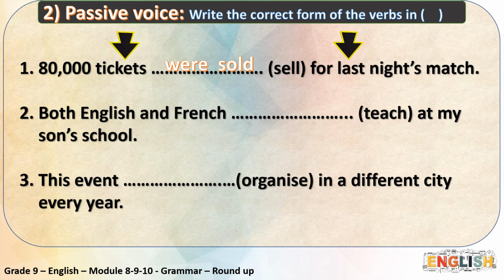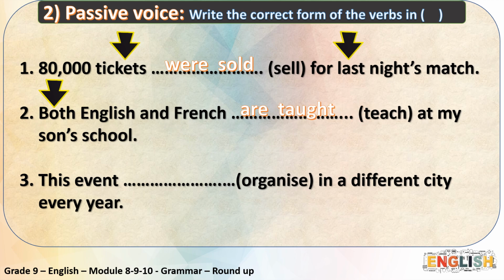In sentence number 2, both English and French teach at my son's school. This sentence is in the present because here we are talking about a fact about the school, that it teaches both English and French. And the subject here is both English and French, which is plural. So the best answer is are taught.